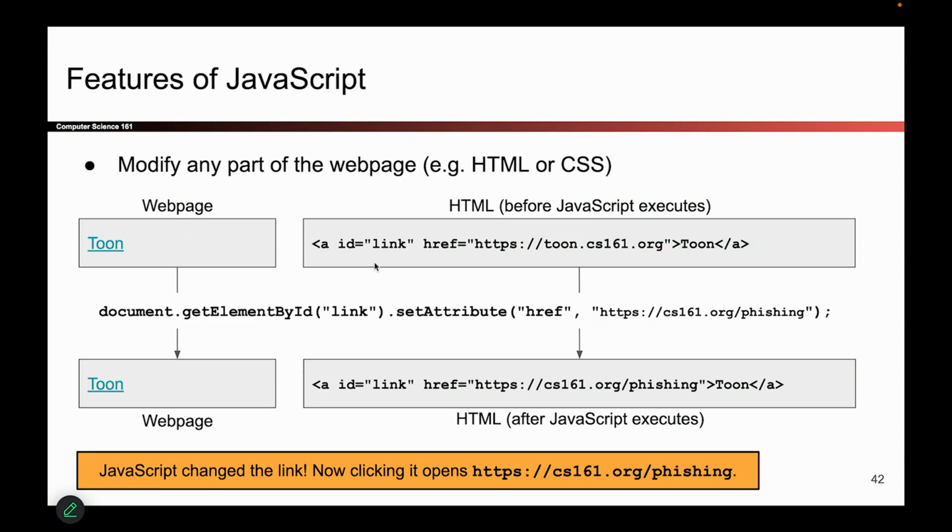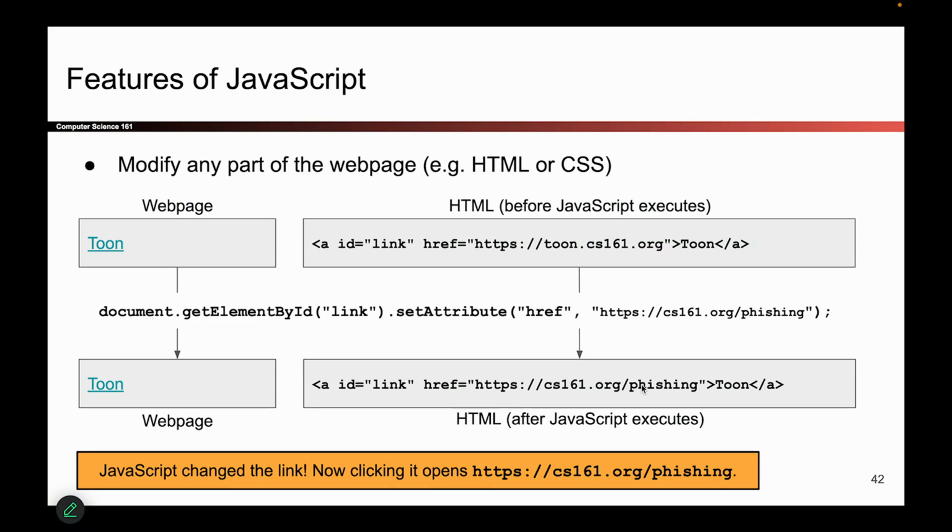So maybe the HTML used to say, if you click on this link, you go to this URL. But I can write a piece of JavaScript that says, actually, please go get the link on the website, the thing with ID link, which happens to be this tag, and please set the href to no longer be this URL, but to be this evil URL instead. And if I run this piece of JavaScript, now a user clicking on the web page will instead get teleported to this malicious URL instead.